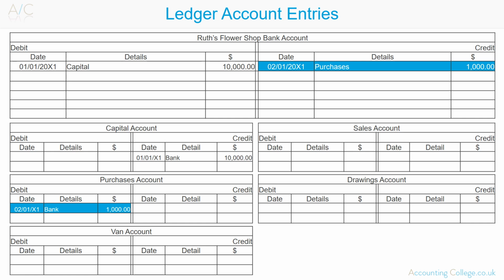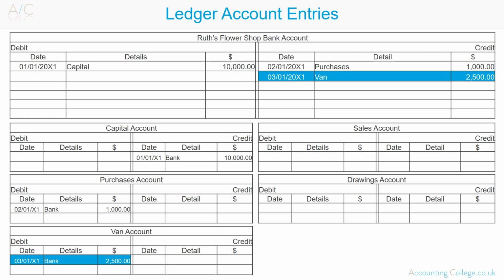The bank account would now look as follows. All payments made from the bank account are a credit entry, as it decreases our cash asset. The bank account is therefore credited with $1,000. The date of the transaction is entered in the date column. A brief description of the transaction is entered into the details column, and the total paid out is entered into the value column. The opposite side of this transaction would be a debit entry of $1,000 in the purchases account.